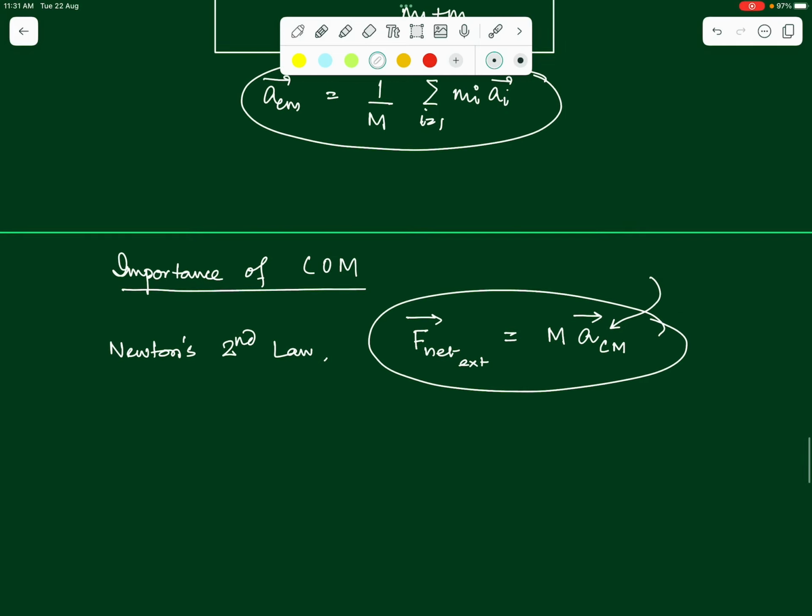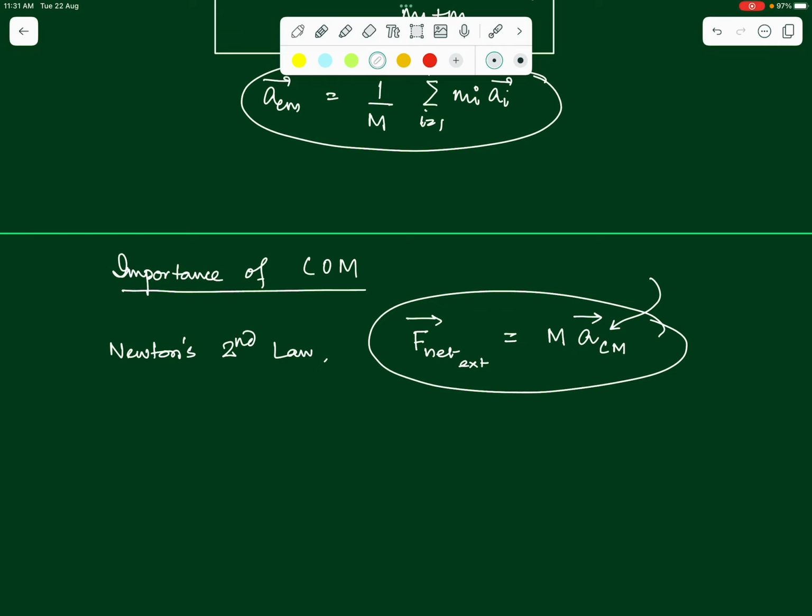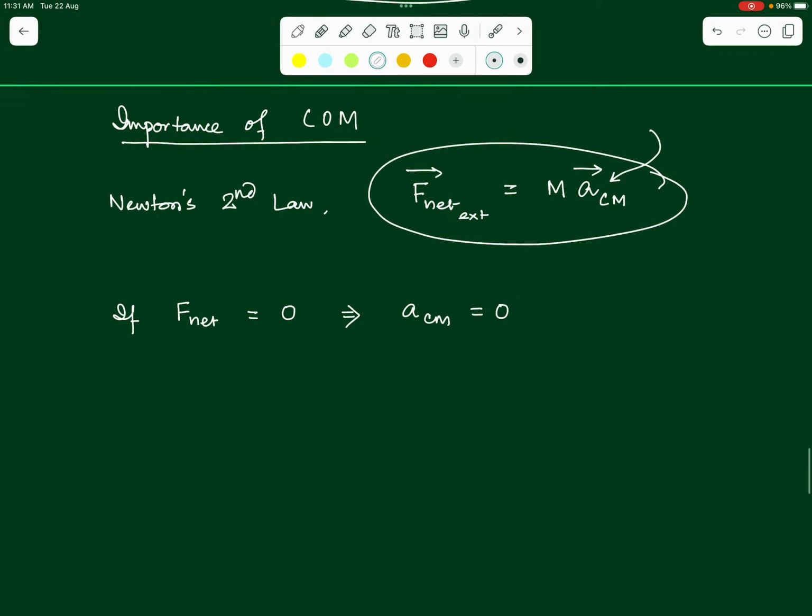Okay? Which also makes us understand that just in case the net external force acting on a system is 0, what will happen? Do we understand that this will mean that the acceleration of the center of mass will be 0. Howsoever the other particles of the body move, the center of mass of the body will have a 0 acceleration. What does this mean?